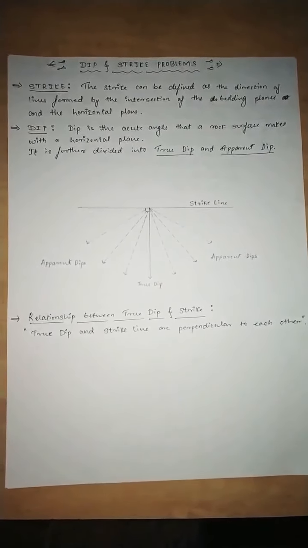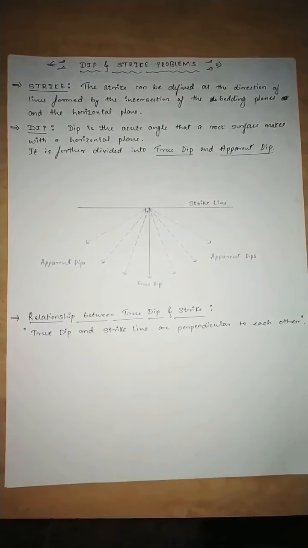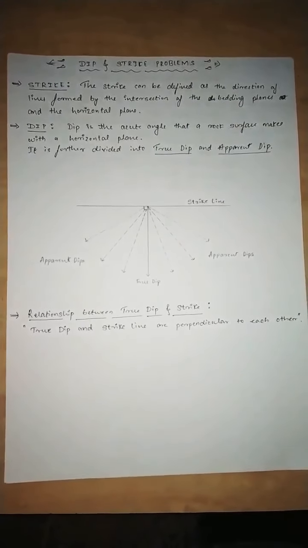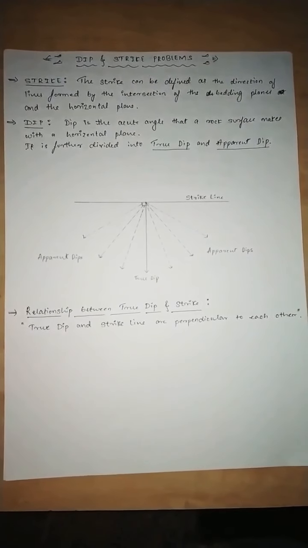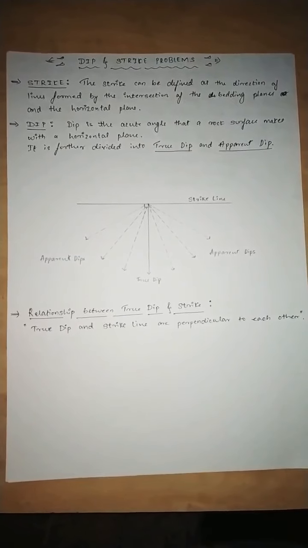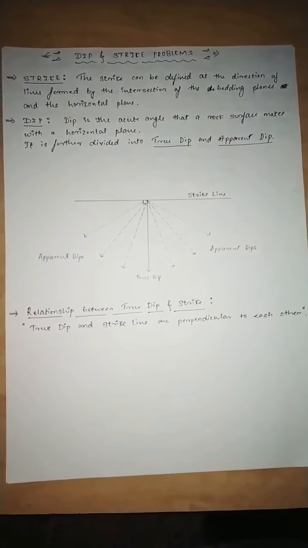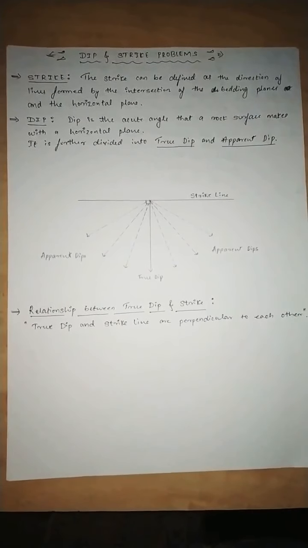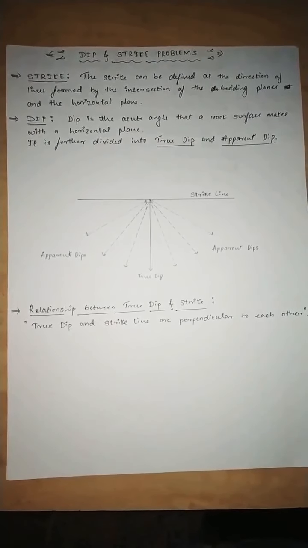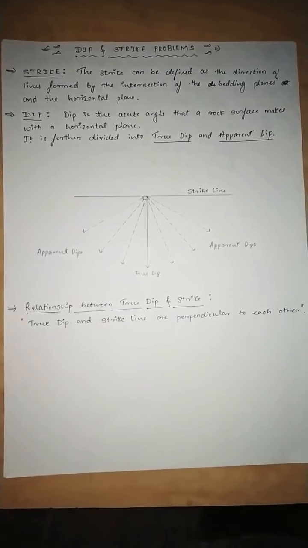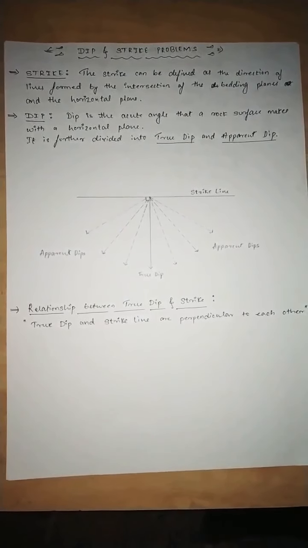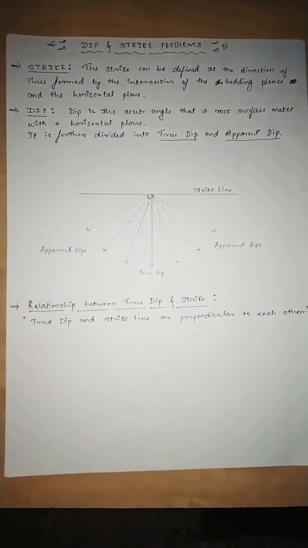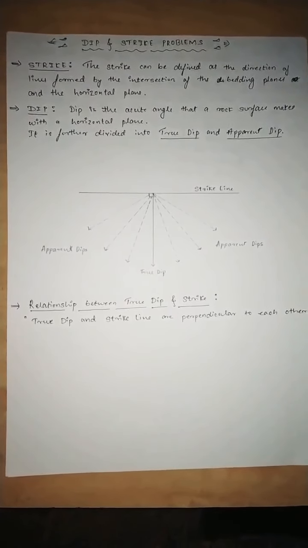Strike can be defined as the direction of the line formed by the intersection of bedding planes and the horizontal plane. So this is the line formed by the intersection of the bedding planes of any rocks and the horizontal plane. Whereas dip is an acute angle that a rock surface makes with the horizontal plane.